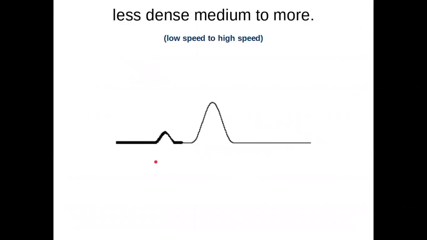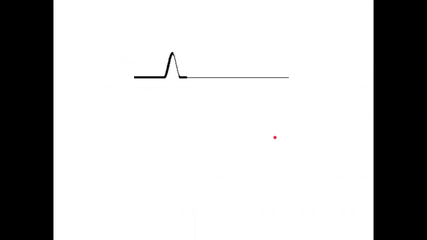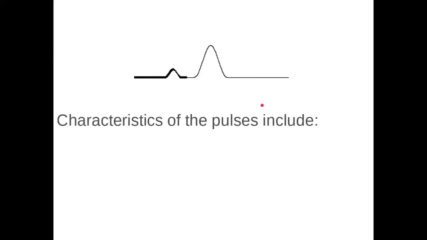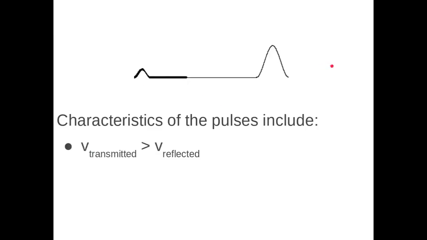So let's look at a little animation of this. Here is a heavier material going into a lighter one. I'll put it back up there again. Let's talk about a few things that we notice here. So a few characteristics of these pulses. One is that the velocity of the transmitted wave is greater than the reflected, or the incident for that matter, because this is a lighter material. It's easier to push around and move through. So the wave speeds up as it comes into the second material.